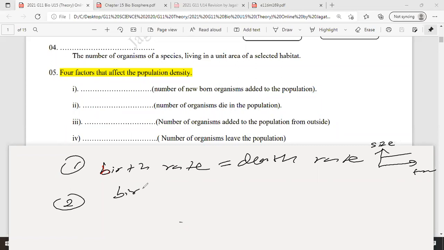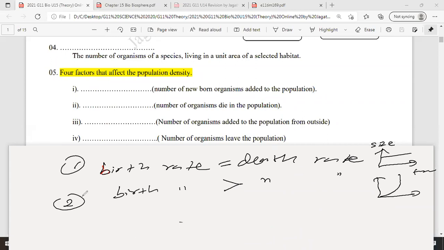Then number two: if birth rate becomes greater than death rate, more births and fewer deaths, what will happen? Then the population is increasing, not like this, but rapidly, like a J-shaped curve. Why? Because if there's 100, it becomes 200, and 200 can become 400, like that. That is a high birth rate compared to the death rate.